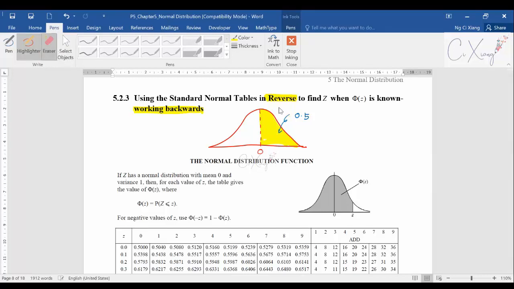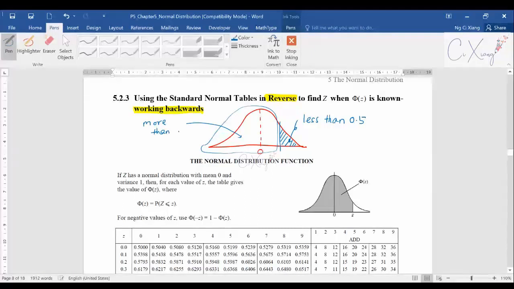Okay, one more common sense: if I'm having a value here, you should automatically know that this area should be less than 0.5, less than half, right? So all these are common sense. That means if I'm looking for this area, this whole area should be more than 0.5. A small common sense that you should know about the graph.